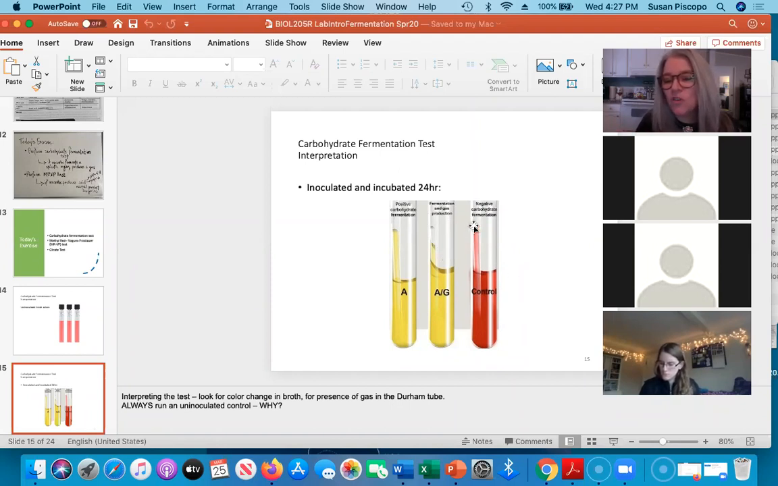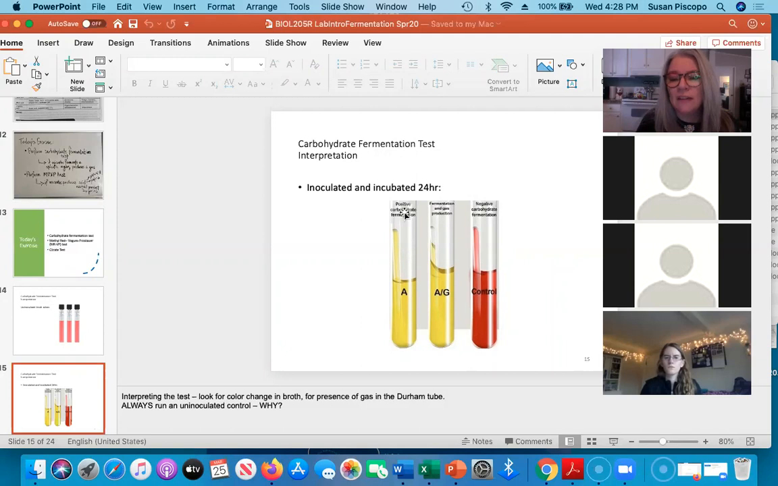And then, of course, over here, this is what a fermentation tube looks like when no fermentation has taken place. So this is what it would look like if we put an organism in there that can't ferment and can't make any gas and is just sitting in there and growing.